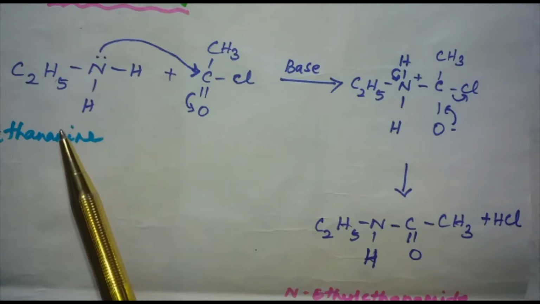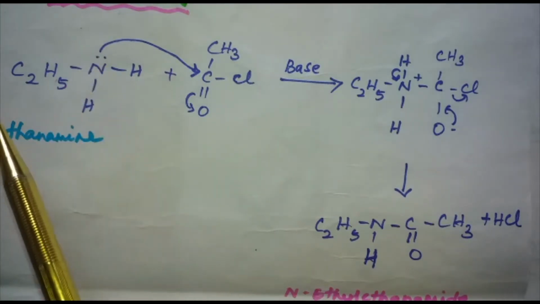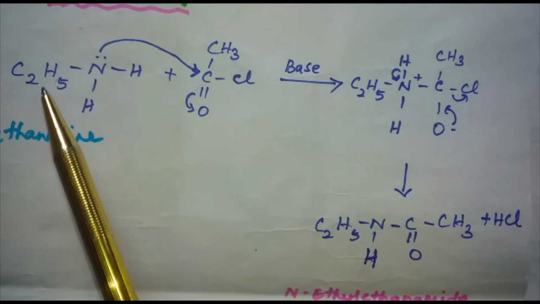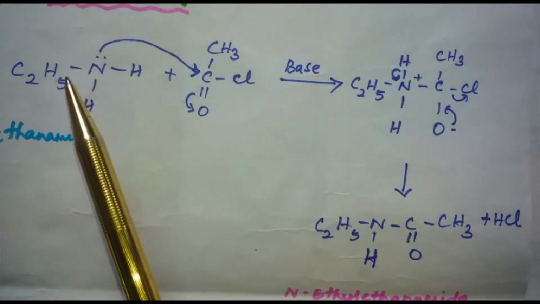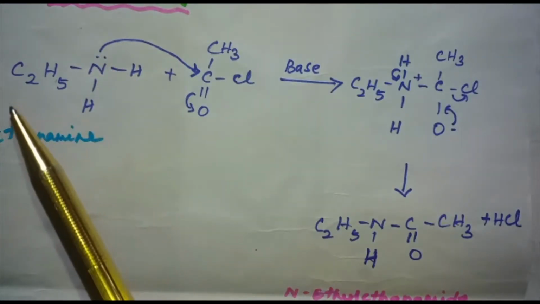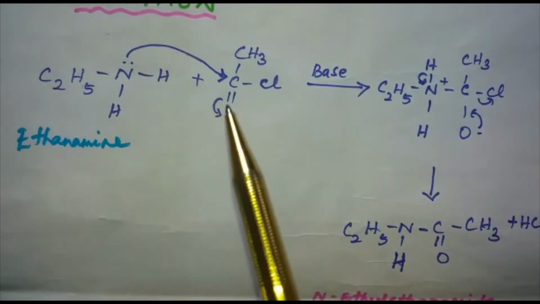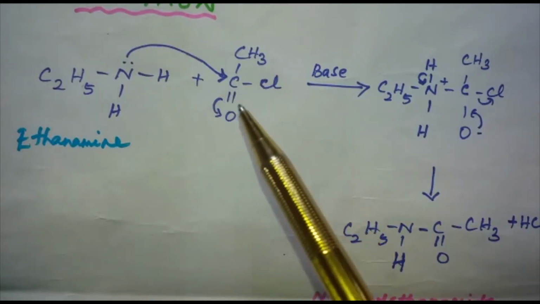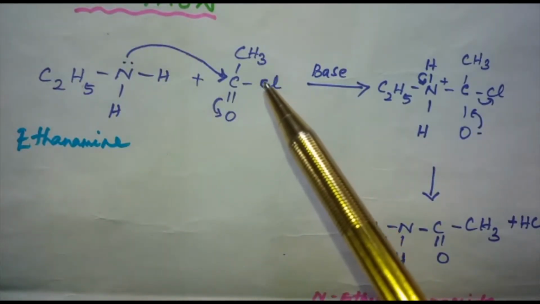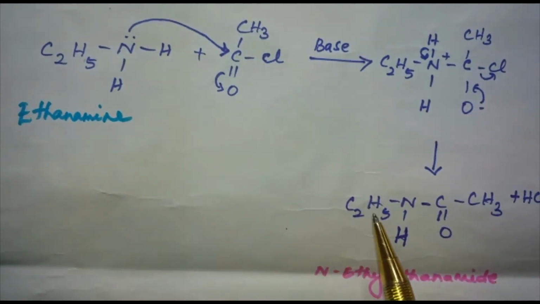Here we are having the reaction of ethanamine, C2H5NH2. Two carbon atoms are there, so the parent alkane is ethane. The e of alkane is removed by amine, so ethanamine. Ethanamine plus CH3COCl, acid chloride, will give the amide, which is nothing but N-ethyl ethanamide.